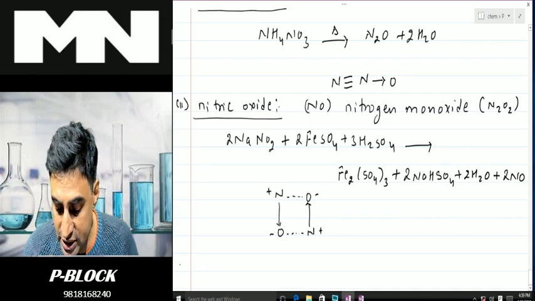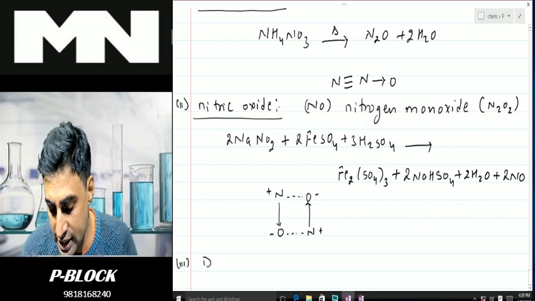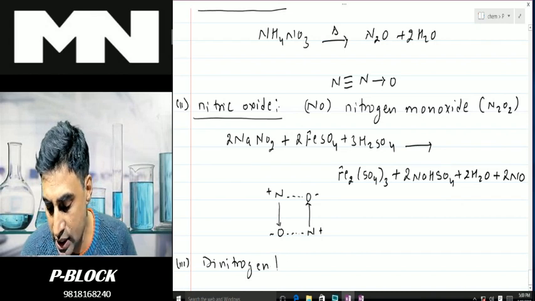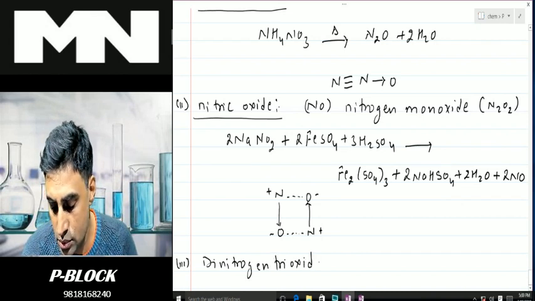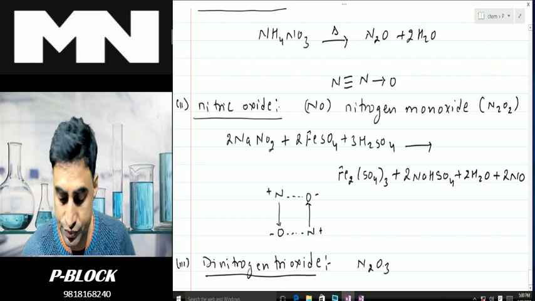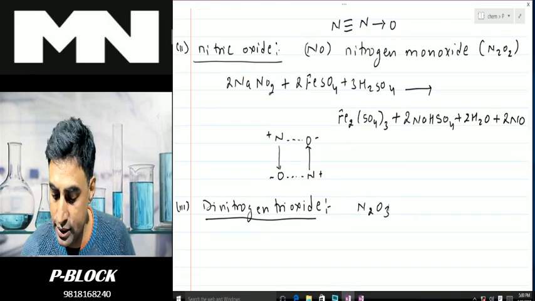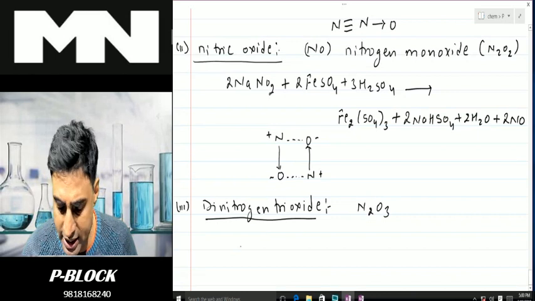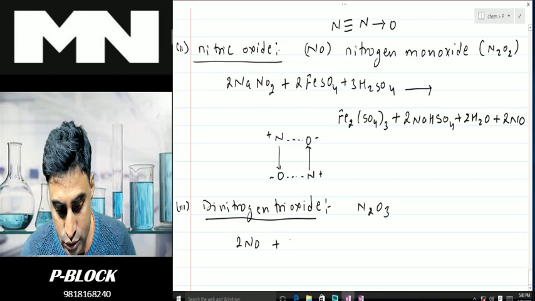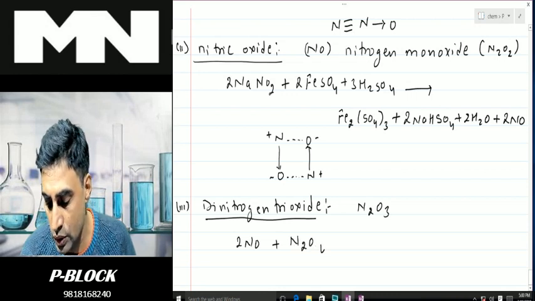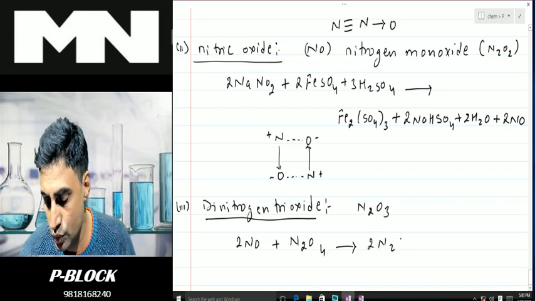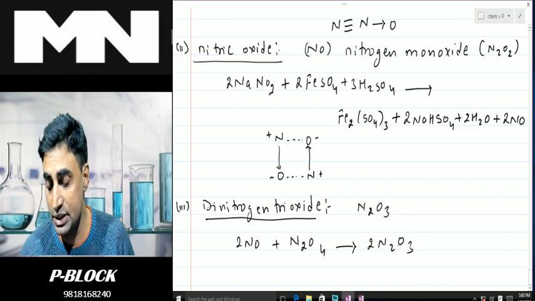So there is a prominent dipole-dipole attraction due to which it generally exists in dimeric state. After nitric oxide, third we'll say dinitrogen trioxide, that is N2O3. Dinitrogen trioxide can be obtained by the reaction of nitric oxide with dinitrogen tetraoxide. So that will react with N2O4 to give you 2 moles of N2O3. So this is how we can prepare it.